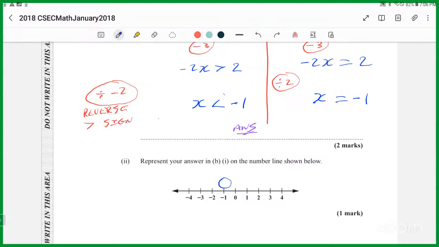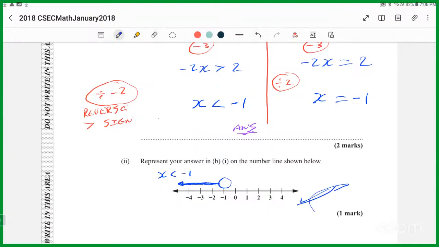Then because we want less than -1, it means that we want values on this side of -1, to the left. And so we'll put our arrow pointing to the left. Essentially then, this is your inequality, x is less than -1. That's the number line for that inequality. So this is the answer for this inequality.